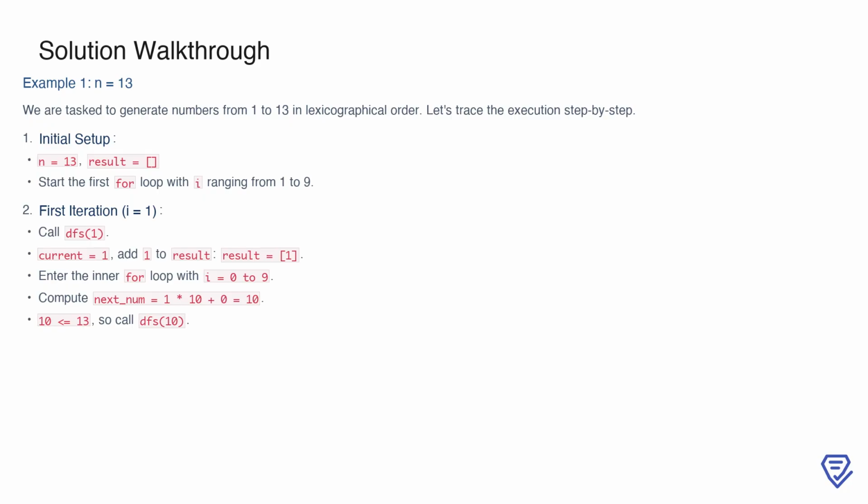Inside DFS, the current number is 1, so we add 1 to our result list, making it [1]. Next, we enter an inner for loop where we calculate the next possible number by multiplying the current number, 1, by 10 and adding values from 0 to 9. The first calculation gives next_number as 10, and since 10 is less than or equal to 13, we make a recursive call to DFS with 10.